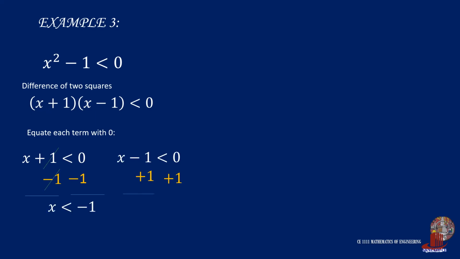The other is x minus 1, which is less than 0. So we add 1 to both sides to get x is less than 1. Graphically, we only mark the x values of negative 1 and positive 1 with open intervals. To limit the ranges of x, we check certain values again.